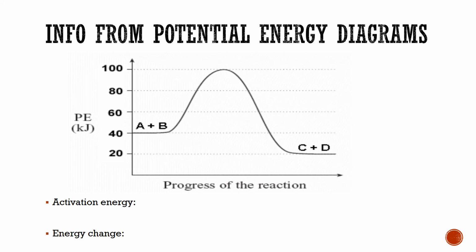So here's some of the information that we can gain from a potential energy diagram. The first thing that we can look at with a potential energy diagram is this side on the left-hand side here, which is representing my reactants.